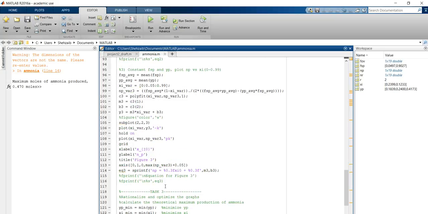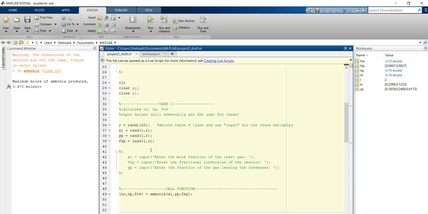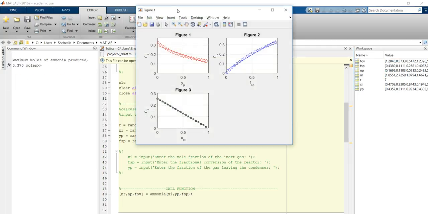Once we do that, our task 3 is to recommend optimized conditions based on those graphs. So first, I will run this part of the code, and I will show you the graphs. Go back here, and run. Okay. Now, those figures are supposed to be separate, but right now for this video, I've put them all together. I believe it makes it a lot easier to see.